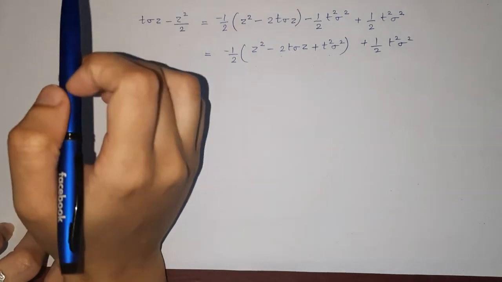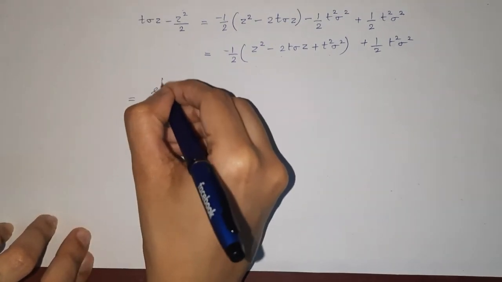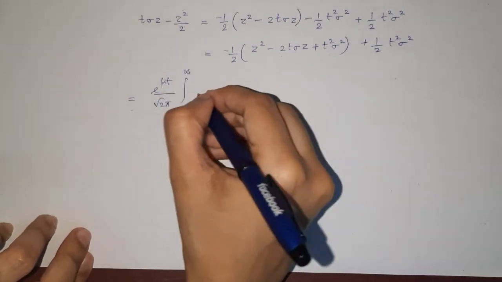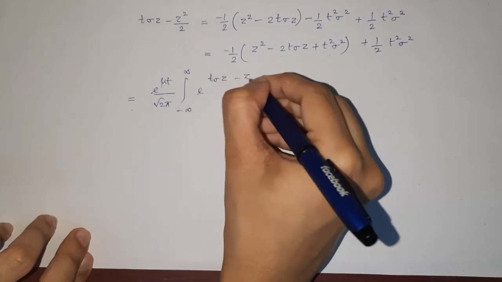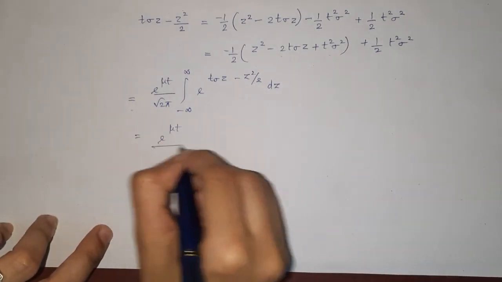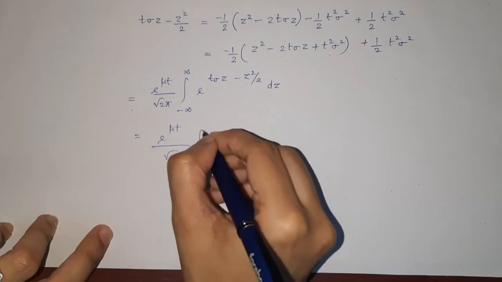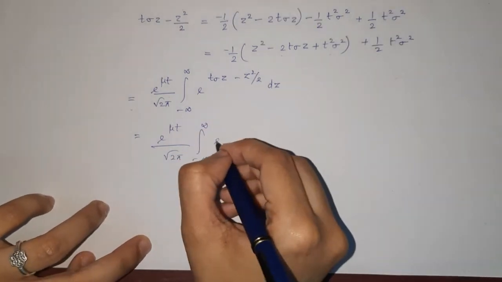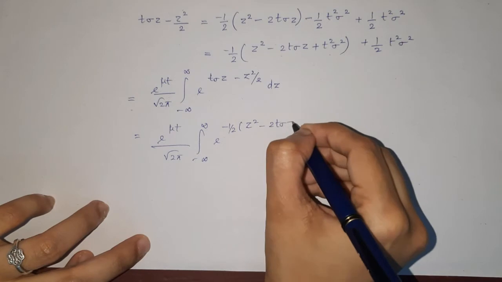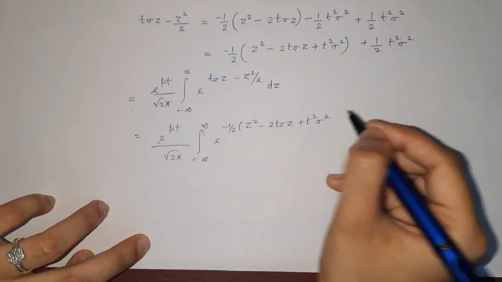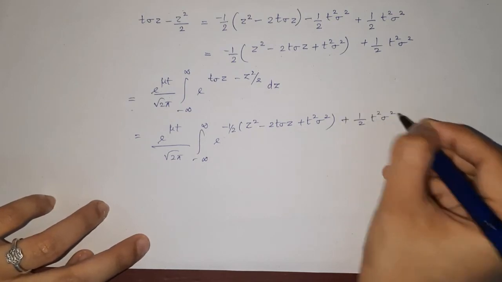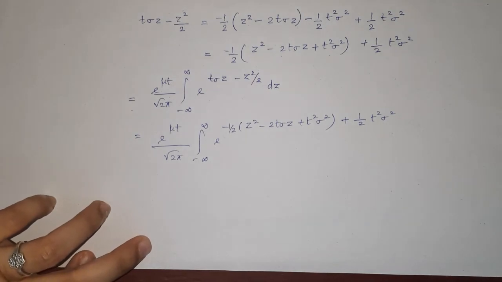Therefore, I can replace that integral with this integral. e raised to mu t divided by root 2 pi, the integral from minus infinity to infinity of e raised to t sigma z minus z square by 2 dz, can be written as e raised to mu t divided by root 2 pi, the integral from minus infinity to infinity of e raised to minus 1 by 2 (z square minus 2 t sigma z plus t square sigma square) plus 1 by 2 t square sigma square. Isn't it? Yes.